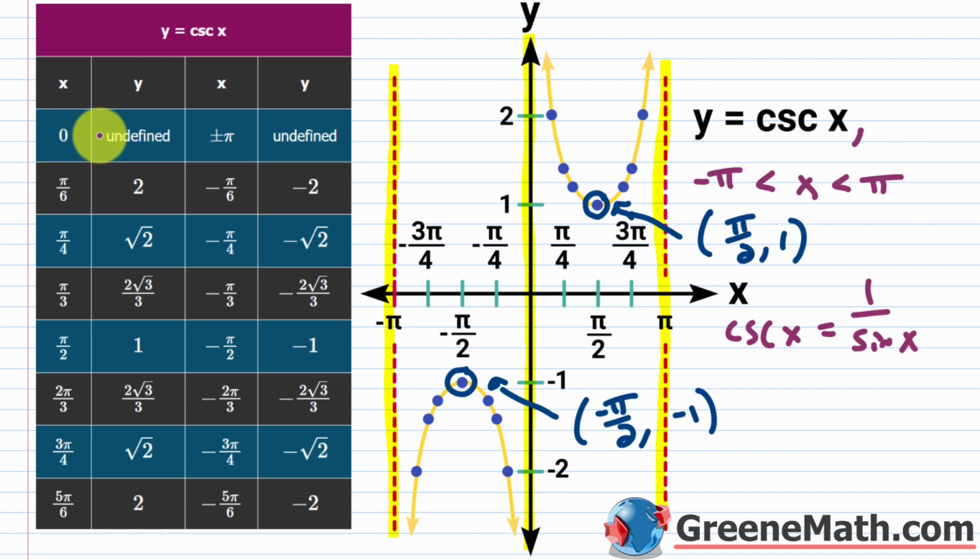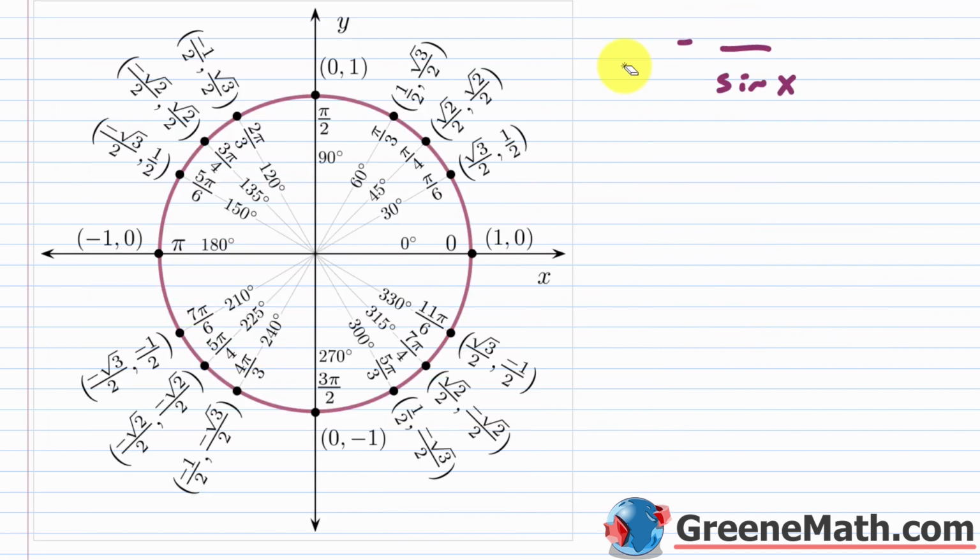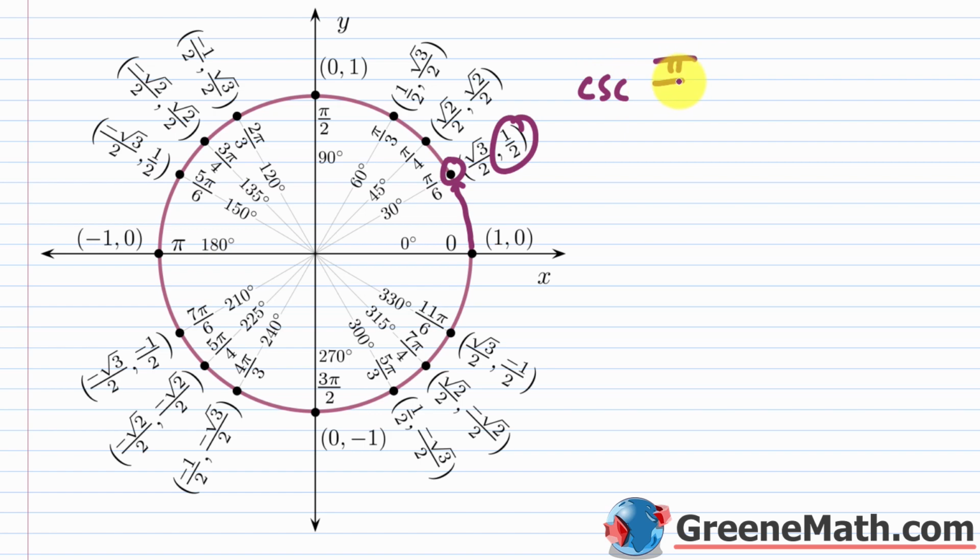So if the x value is 0, again, y is undefined. This is also going to happen at plus or minus pi. You would get undefined. Again, this is pi n, where n is an integer because you have a sine value of 0. Then when you think about something like pi over 6, you get 2. Again, just to show you that one, just so this is crystal clear, if you look at this right here, this is pi over 6, well, the sine value is a half. So the cosecant of pi over 6 is 1 over the sine of pi over 6, which equals 1 over 1/2, which again is 2.